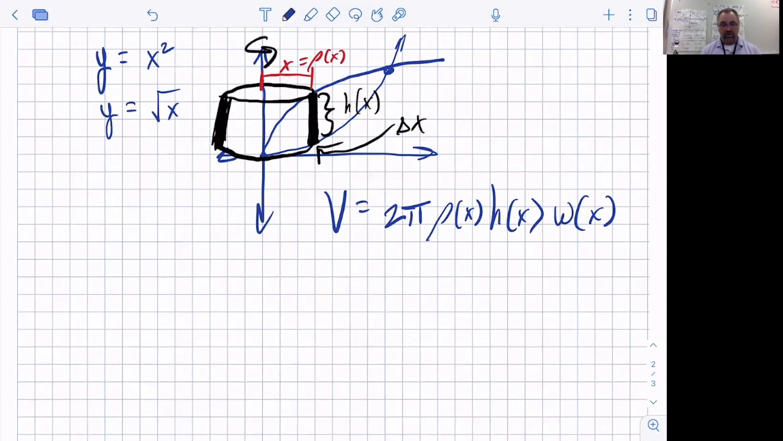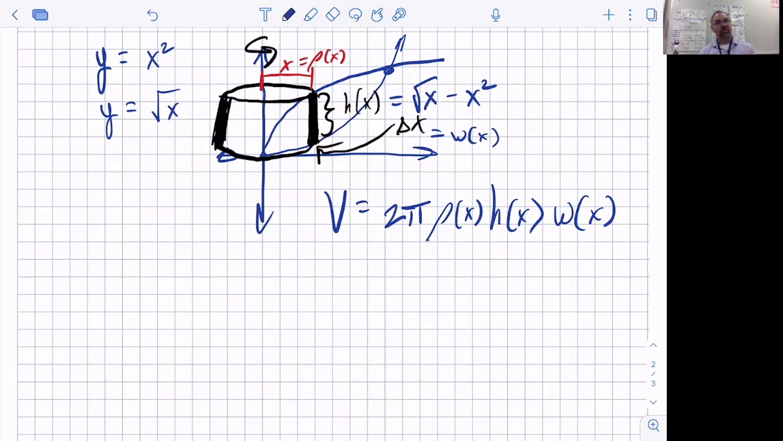How tall is this shell? Well, it's always top function minus bottom function. We can see that. What's the top function? That's the square root of x. What's the bottom function? That's x squared. So we know that the height function is the square root of x minus x squared. Finally, the width function. You can see that the width of the shell is going to be some delta x. So it's a dx when we go to integrate.